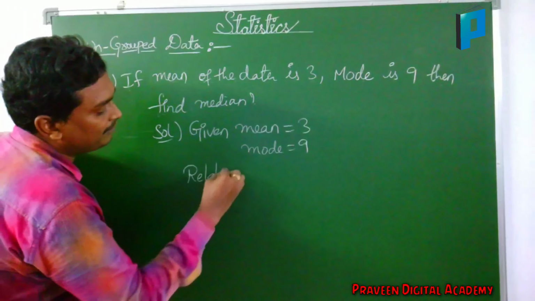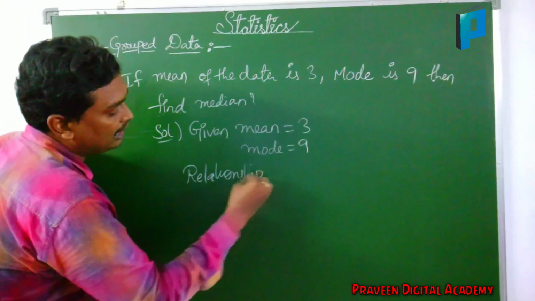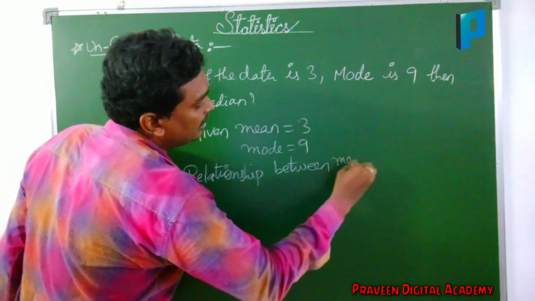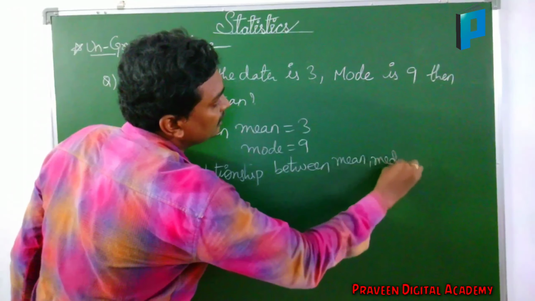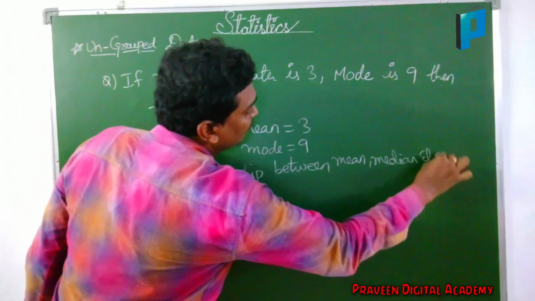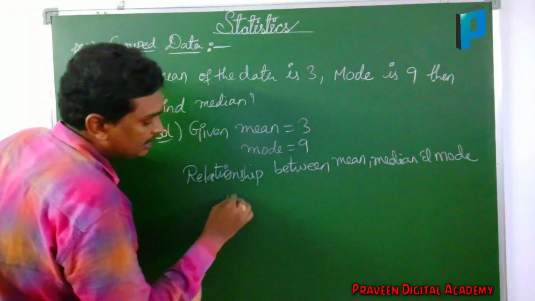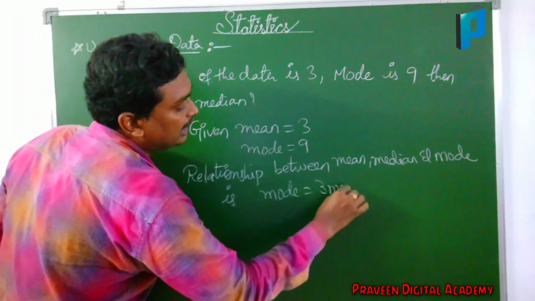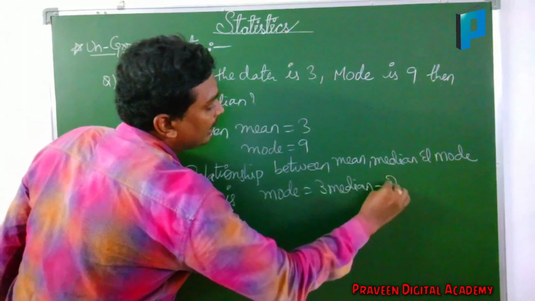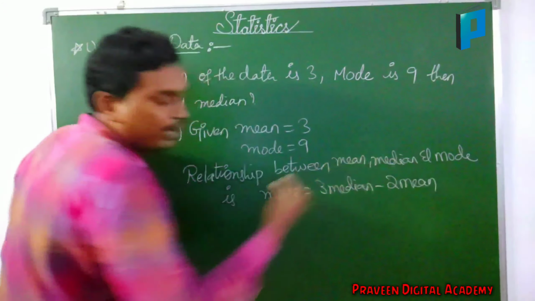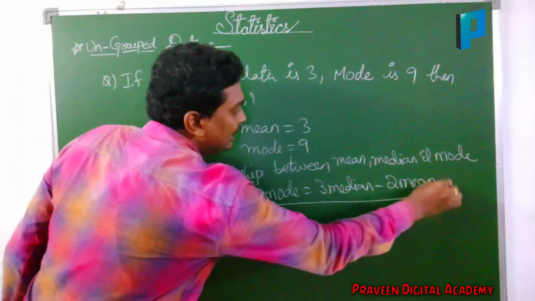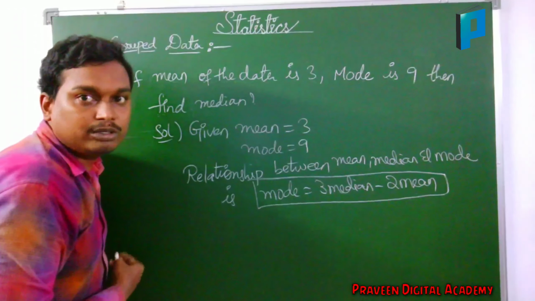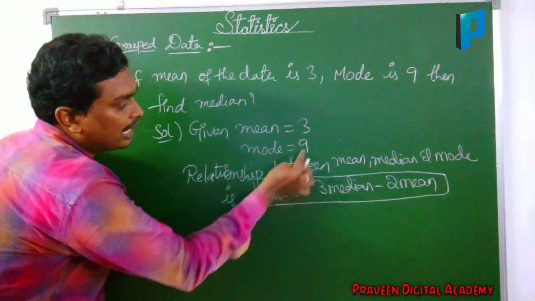Here the relationship between mean, median and mode is, what is the relation here? Mode is equal to 3 median minus 2 mean. We are having the relation. And in this formula, if you are keeping these values, we can find out the other one.